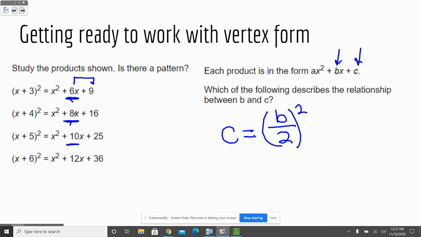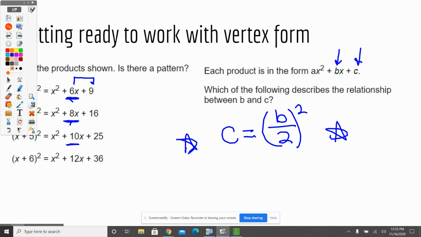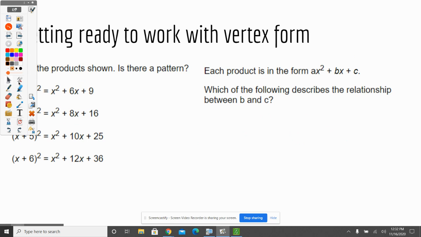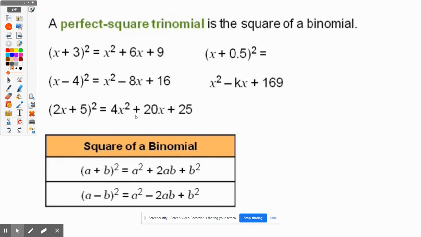So look, 8 divided by 2 is 4. That's where this came from. 4 squared is 16. 10 divided by 2 is 5. 5 squared is 25. 12 divided by 2 is 6, and 6 squared is 36. So this is going to be important because it's going to help us find missing pieces of trinomials, which will help us write binomials squared.